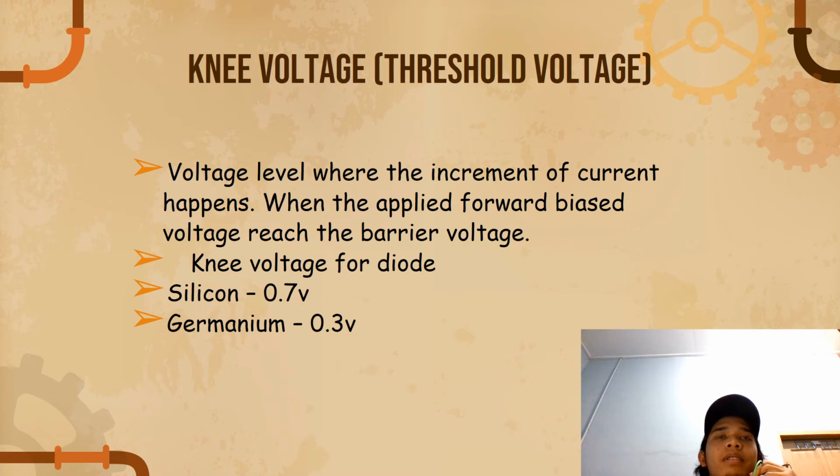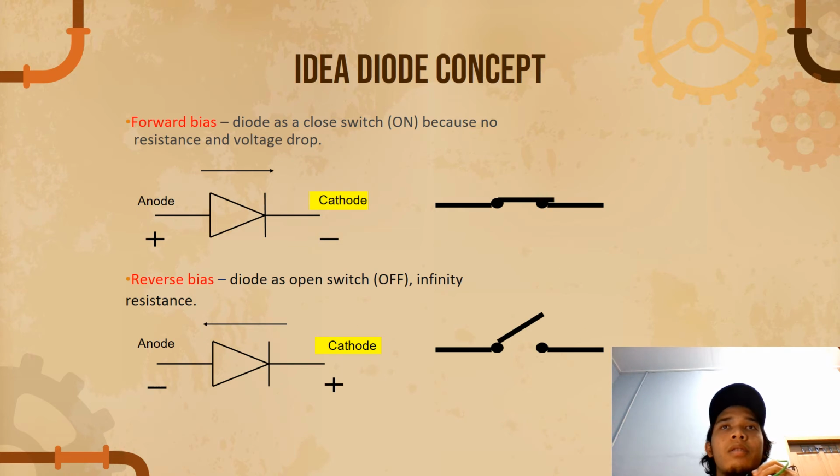Knee voltage. Voltage level where the increment of current happens when the applied forward bias voltage reaches the barrier voltage. Knee voltage for diode: silicon 0.7 volt, germanium 0.3 volt. Ideal diode concept. Forward bias. Diode has a closed switch or on because no resistor and no voltage drop. Reverse bias. Diode has an open switch or off, infinity resistance.